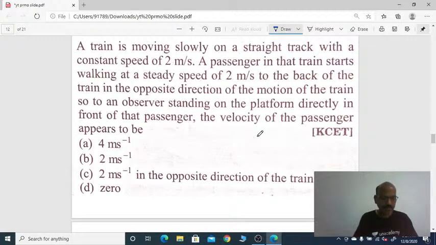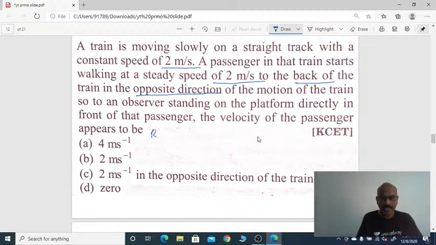Now the next one. The train is moving slowly on a straight track with a constant speed. The passenger in the train starts walking at a steady speed of 2 meters per second toward the back of the train, in the opposite direction. The train is moving in one direction and the passenger inside is walking in the opposite direction. So what is the relative velocity of the passenger with respect to the train?